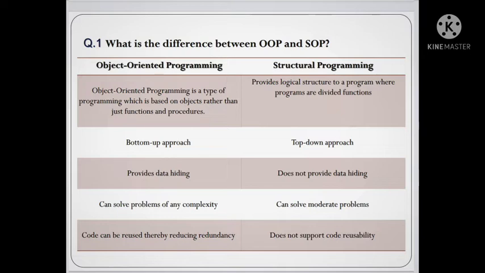OOP follows bottom-up approaches and SOP follows top-down approaches. OOP provides data hiding with the help of abstraction and SOP does not provide data hiding. OOP can solve problems of any complexity, but SOP can solve only moderate problems. In OOP, code can be reused with the help of inheritance, and SOP does not support code reusability.